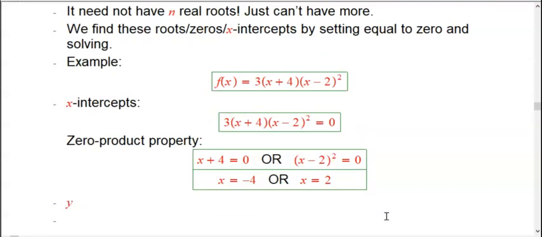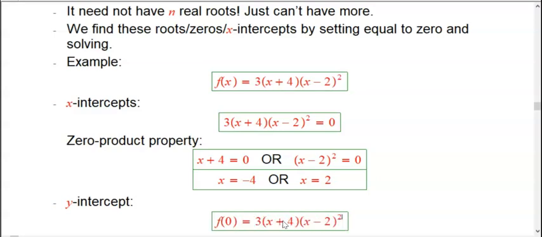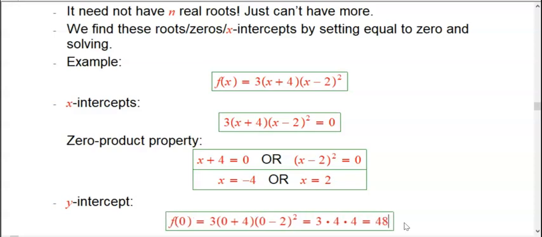While we're at it, let's get the y-intercept. That is ever so slightly harder in this form. If we were given it in general or standard form with all the terms written out, it'd be easy. It's just the constant term. Here, we actually have to do a little bit of arithmetic to figure it out, right? So f of 0, I'm just going to plug in 0 into the formula and do the arithmetic. That's 3 times 4, and then minus 2 quantity squared. Notice the minus sign goes away. That's going to be very interesting. And that turns out to be 48.